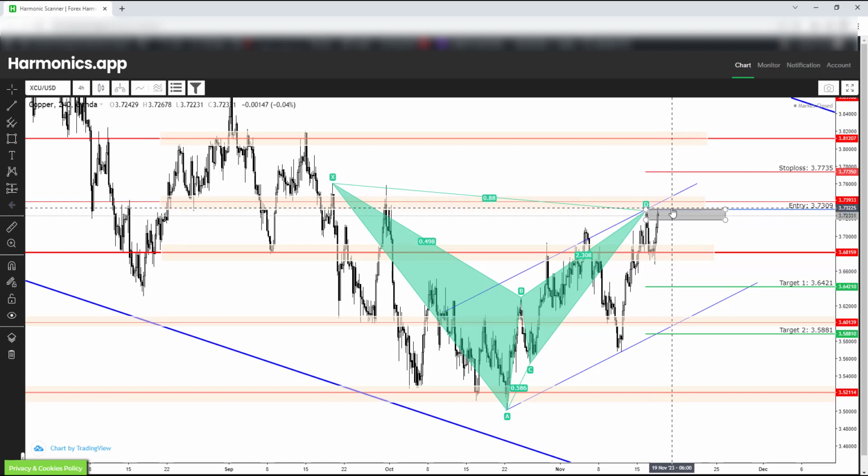So the potential reversal zone is suggesting that the price could switch from here and go down below, touching the first take profit here and the second take profit here, but with stop loss just above this confluence of resistance.